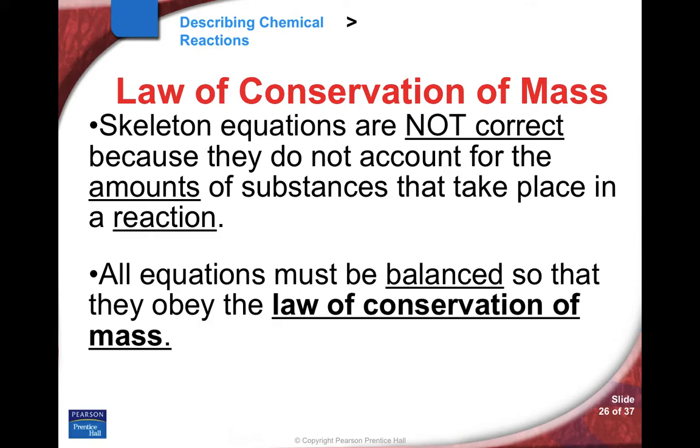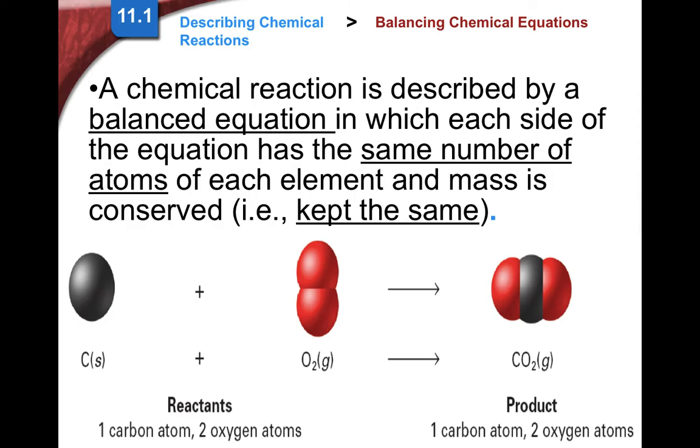Okay, so all equations have to be balanced so that they obey what's called the law of conservation of mass. Now, today I'm not going to actually teach you how to balance an equation per se. I'm just going to give you a step-by-step procedure on working our way up to balancing the equation. Okay, so a chemical reaction has to be described by a balanced equation in which the same number of atoms of each element has to be the same on both sides.